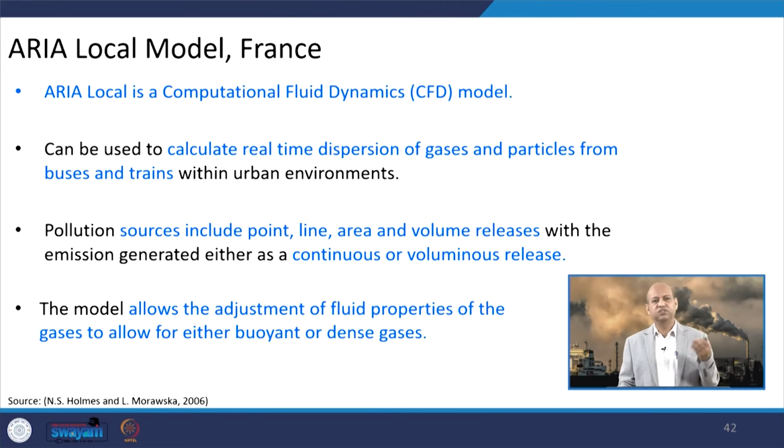So, mobile sources, it can be estimating the concentrations from the emissions from mobile sources. Then the pollution sources include point source or line source, area source, volume. So, it is versatile in that sense, okay. And those emissions which are either continuous or intermittent, those kind of things.